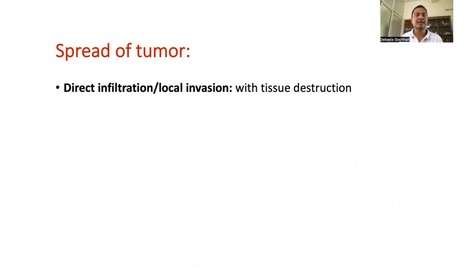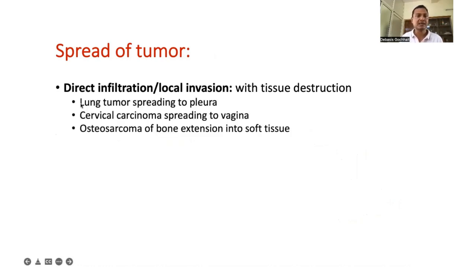Okay. First is direct infiltration or local invasion. Now, this happens with tissue destruction. Let's understand it with an example. Say a patient having a lung tumor and this tumor spreads to the pleura. Second case, a patient having a carcinoma cervix which spreads to the vaginal wall. Third, there can be osteosarcoma of bone which extends into the soft tissue. So these are modes of direct infiltration or local invasion, but they are not metastasis.